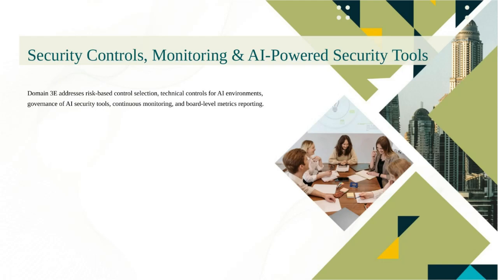We're in the final stretch of Domain 3, and this is where everything comes together. How do you select the right controls for AI specific risks? How do you monitor those controls continuously? And here's the twist: AI isn't just what you're protecting, it's also a tool in your security arsenal.